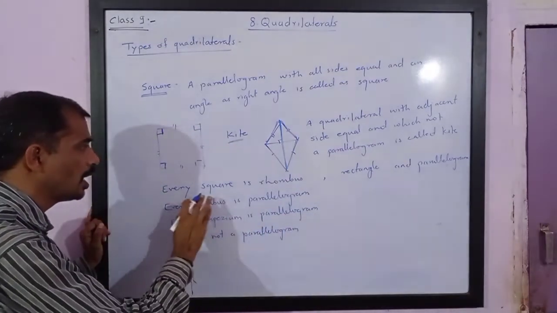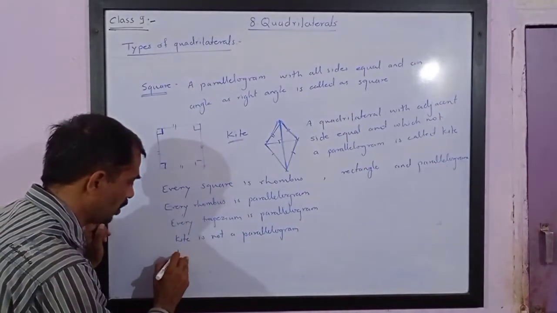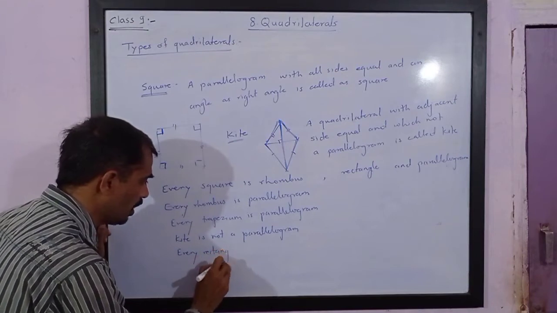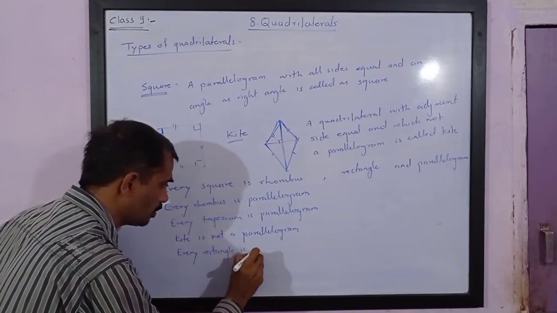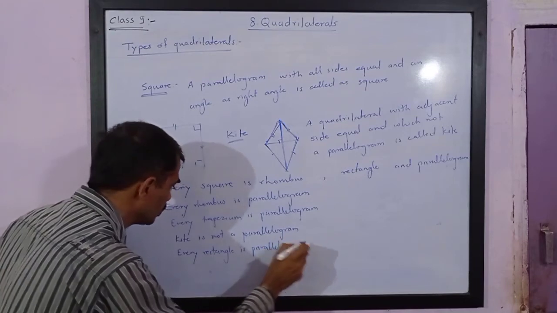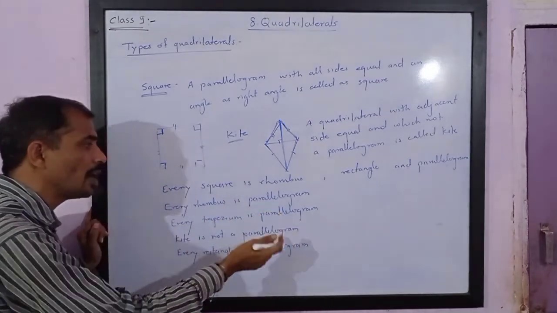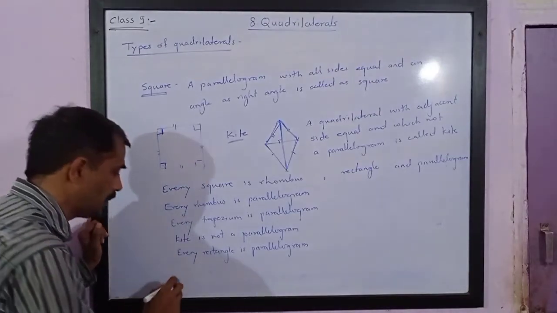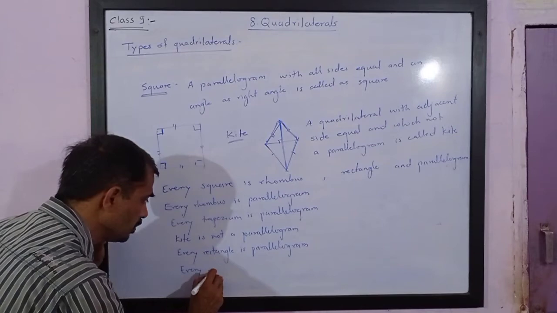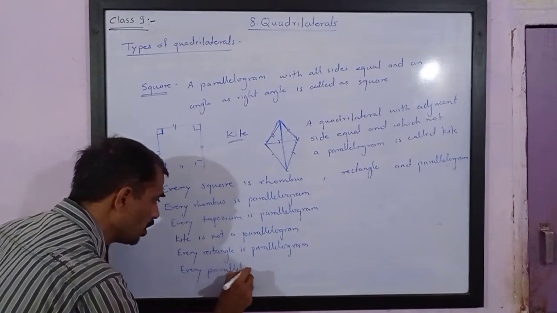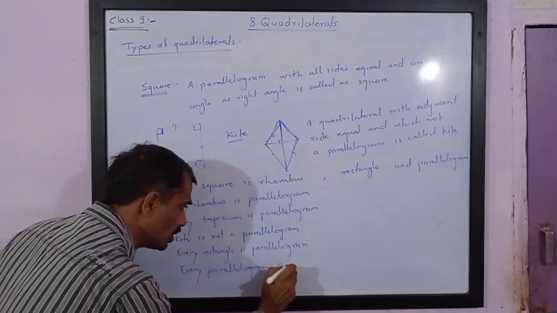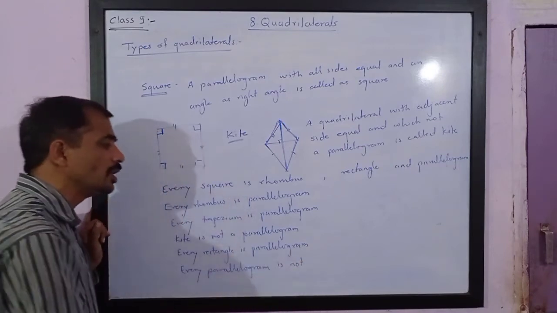Every rectangle is a parallelogram. Every trapezium is parallelogram, but every parallelogram is not trapezium.